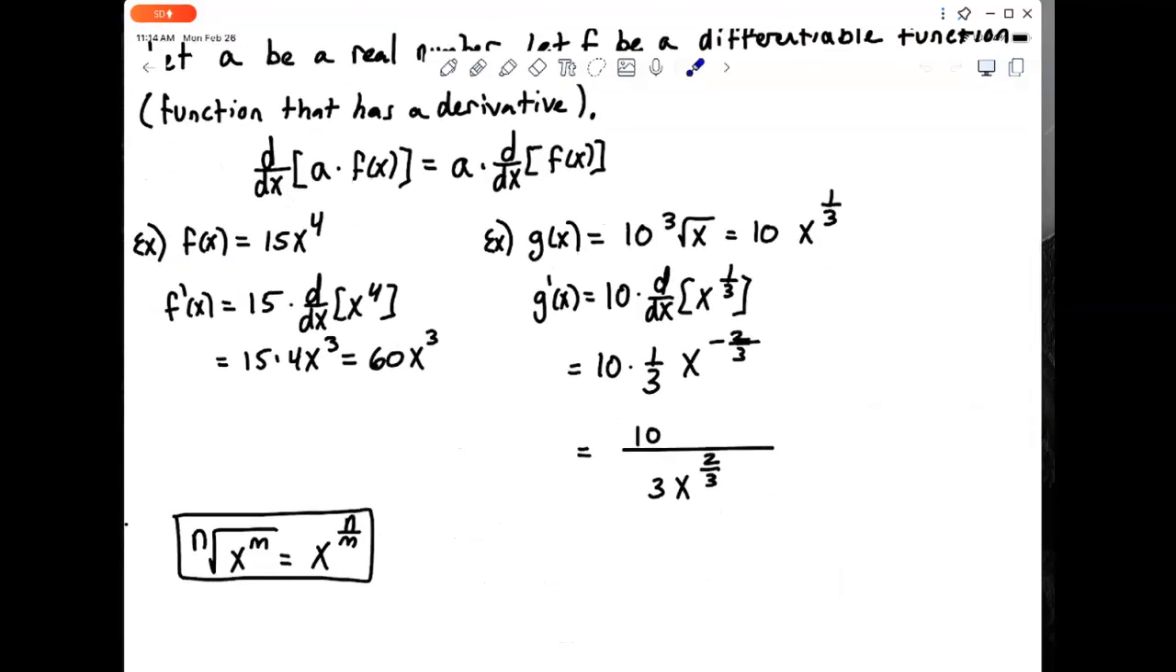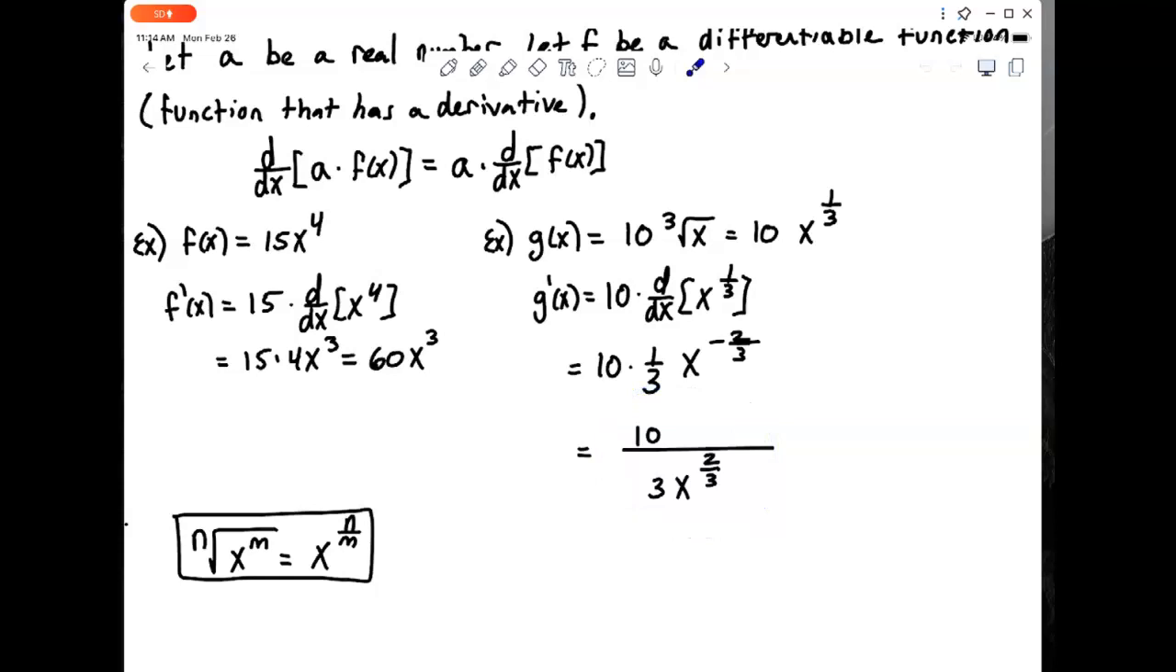Okay, and then we saw the same thing with these two examples here, right? Here we brought the 4 out, dropped the exponent by 1. In the end, we get 60x to the third. Or in this example here, we brought the 1/3 down, and it goes with the 10 to make 10/3. And then we drop the exponent by 1, we have x to the negative 2/3. So that negative 2/3 drops to the bottom fraction. So we get our final answer 10 over 3x to the 2/3.